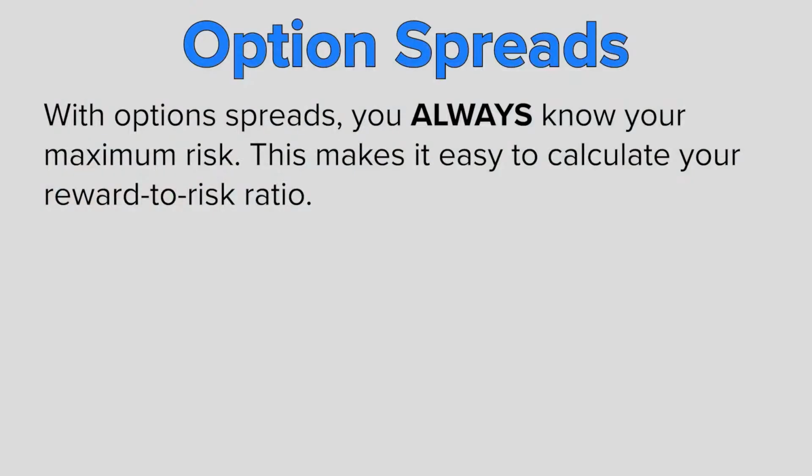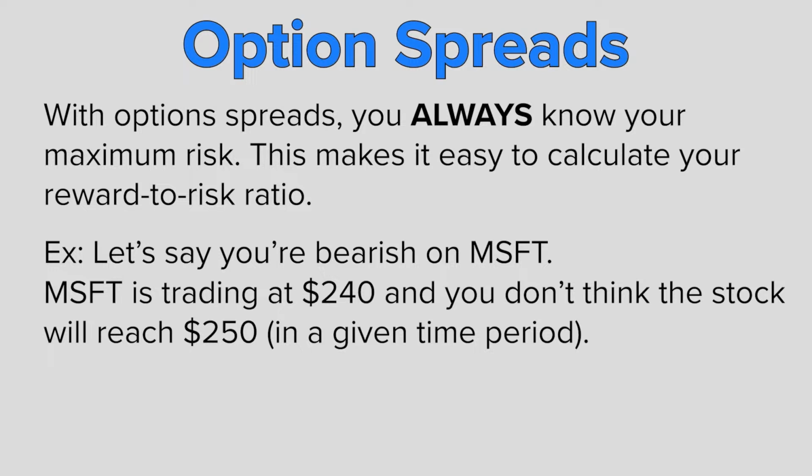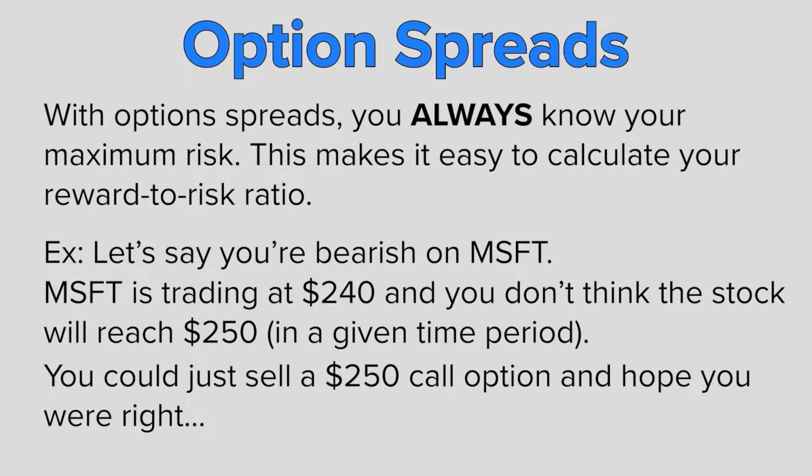I would much rather trade that way and live to fight another day, as most day traders and most professional traders would, than have a position where you don't know what that open-ended risk might be. So let's say I'm bearish on a stock and I want to sell a call option. That's fine. You can sell a call option. Let's take a stock like Microsoft. The stock is trading at $240 and I don't think the stock is going to get to $250. Well, I could certainly just sell a $250 call option, collect that premium, and then cross my fingers and hope that the stock doesn't go that high.